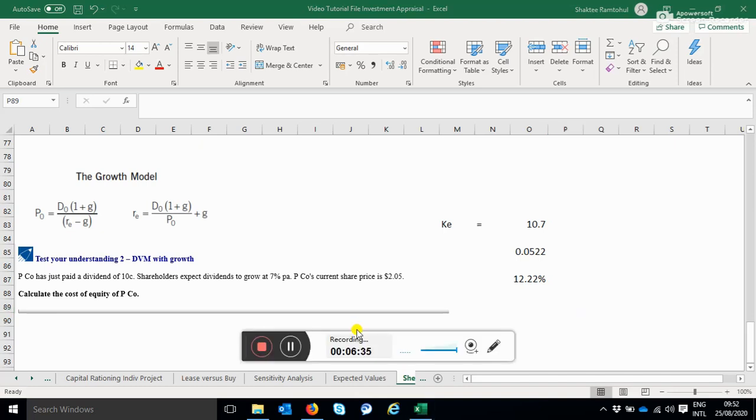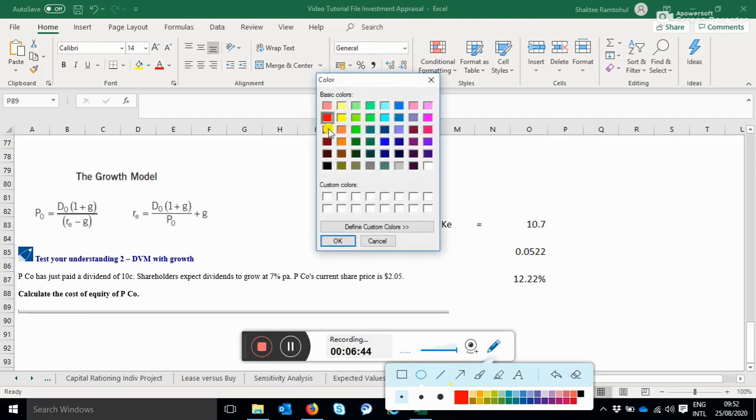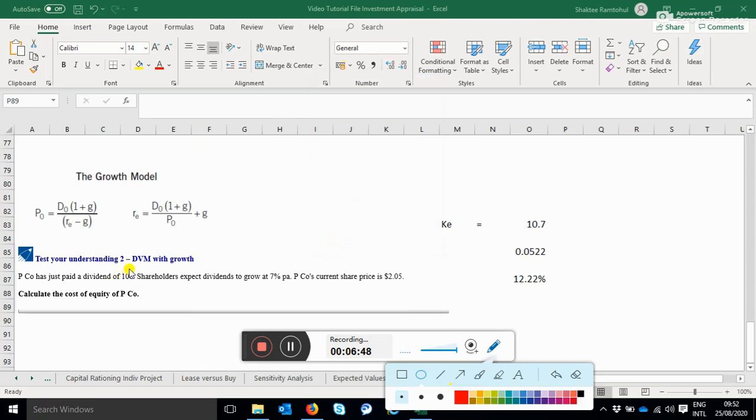Now, the key is to look for certain key information. So I'll try to highlight when you have this kind of questions, what are those key information? It's this one here. That's your dividend, D naught. Also, you need to look for the growth rate, this one, 7%. And finally, you need to look for P naught, 2.05. Yep. So once you can look for this in the exam, you will nail this question.